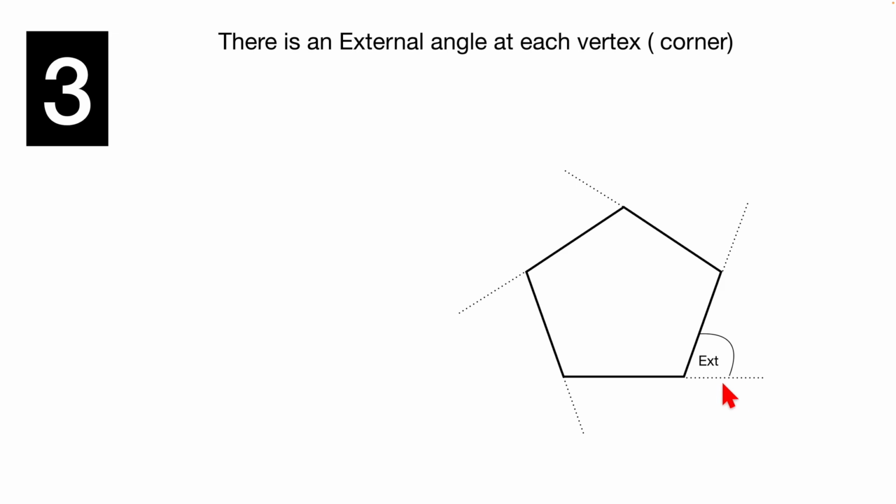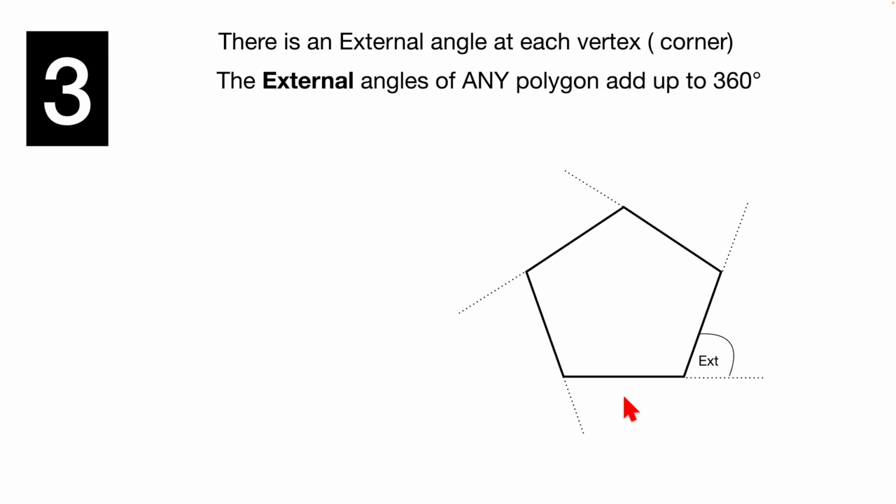And finally, there is an external angle at each vertex, corner, and there it is. We continue this line on and draw this angle here. This is the exterior. If we drew this line, extended it, and drew another angle here, that would be an exterior angle. It'll be the same angle. Opposite angles are the same. But anyway, external angles of any polygon add up to 360.